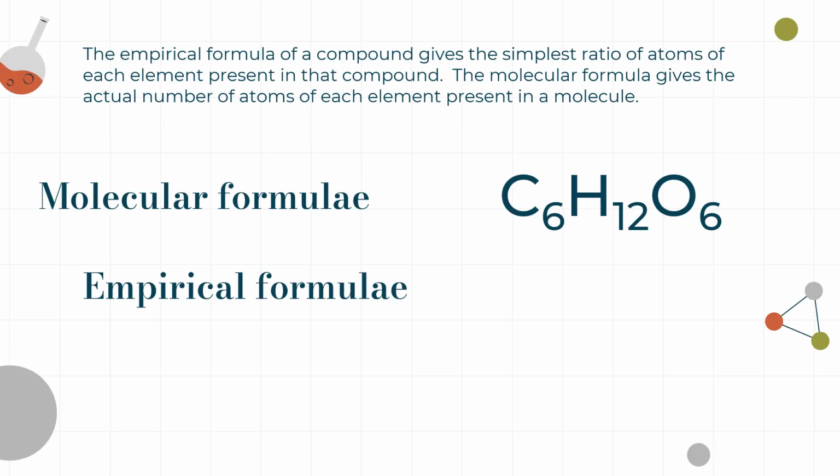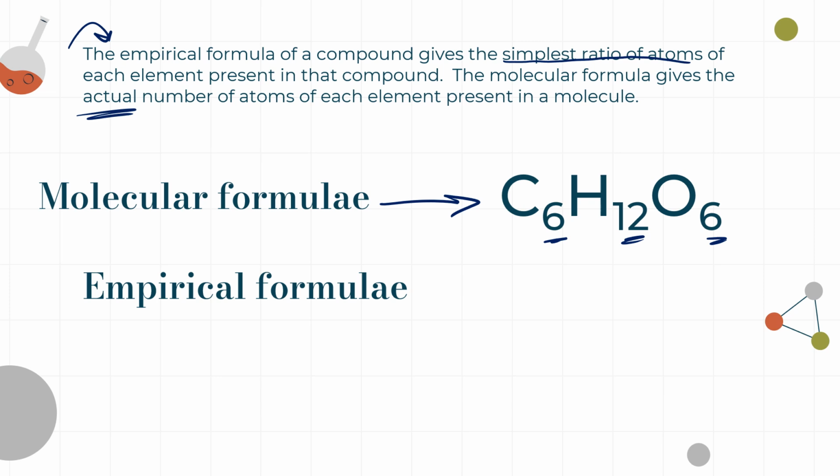Our definitions for empirical and molecular formulae are actually given to us in today's understanding. The empirical formula of a compound gives the simplest ratio of atoms of each element in the compound, whereas the molecular formula tells us the actual number of atoms of each element. Here we have the molecular formula for glucose. A glucose molecule has 6 atoms of carbon, 12 of hydrogen, and 6 of oxygen.